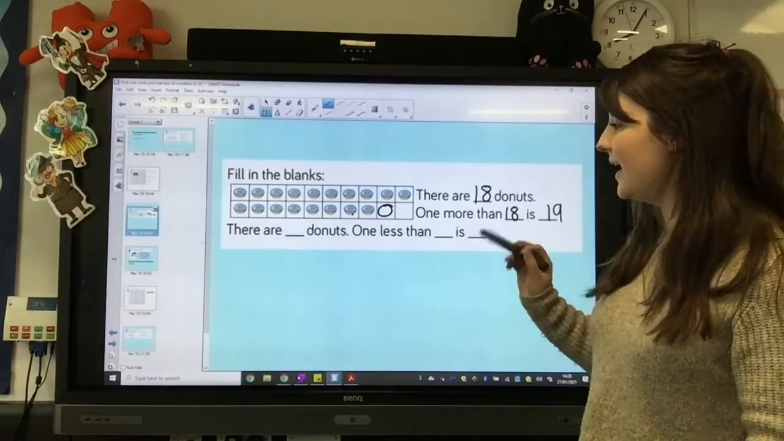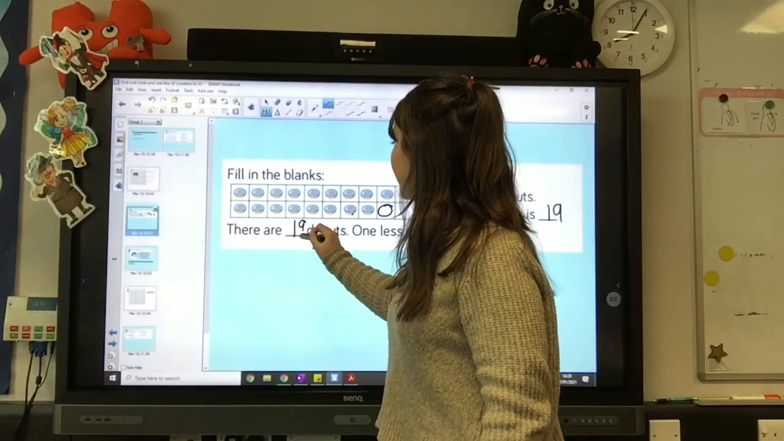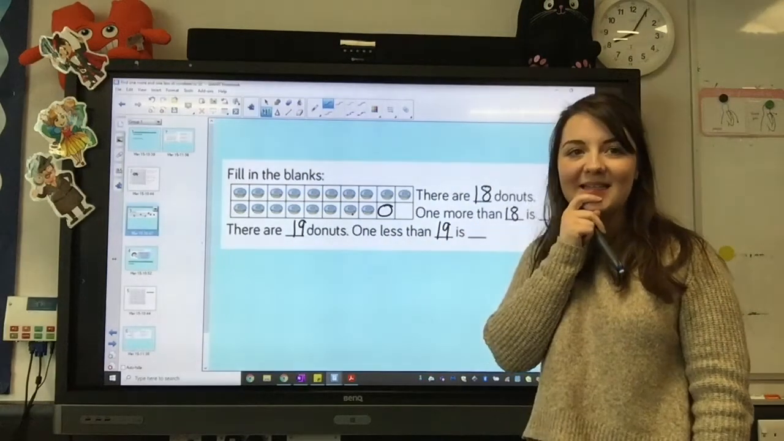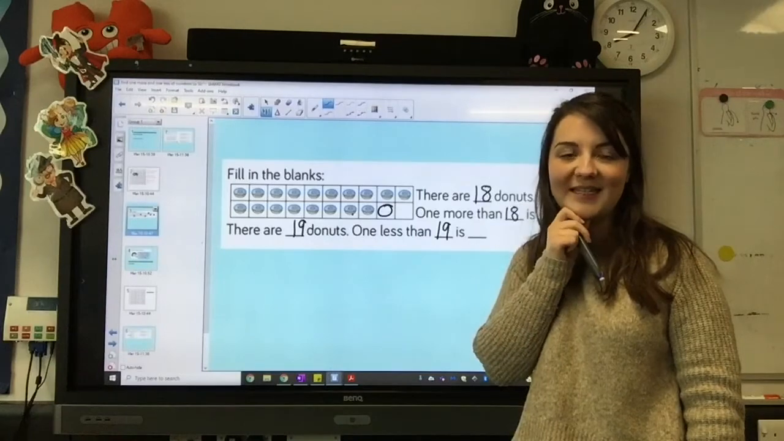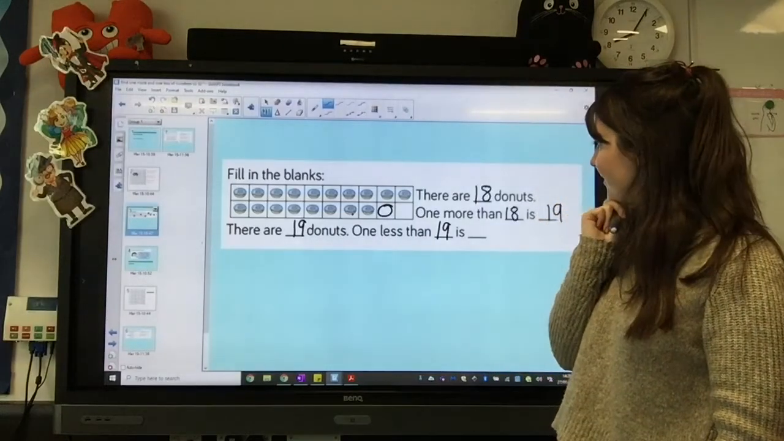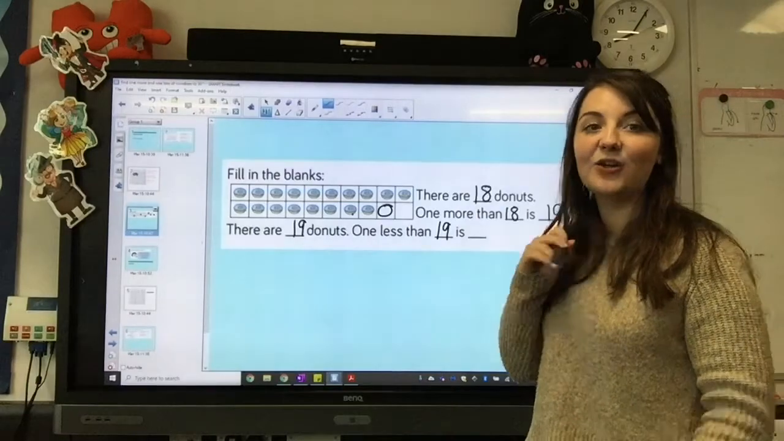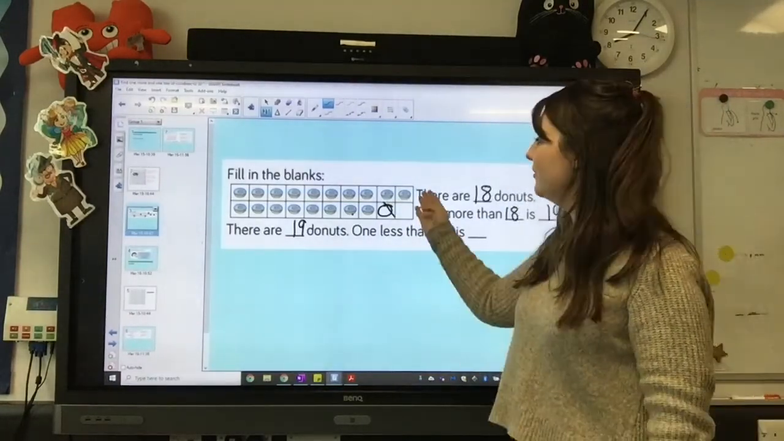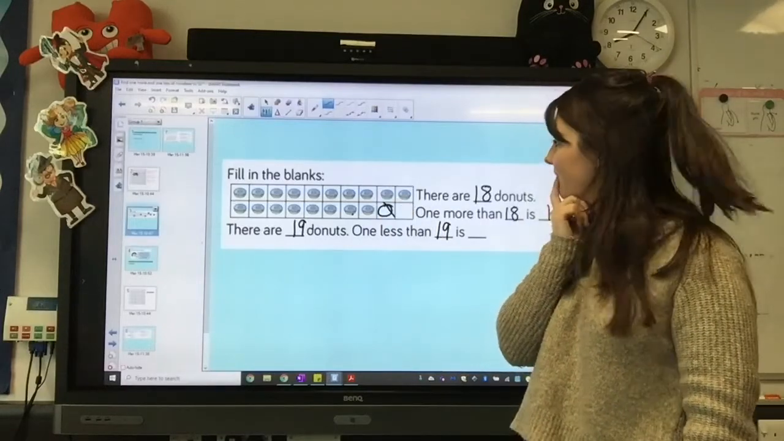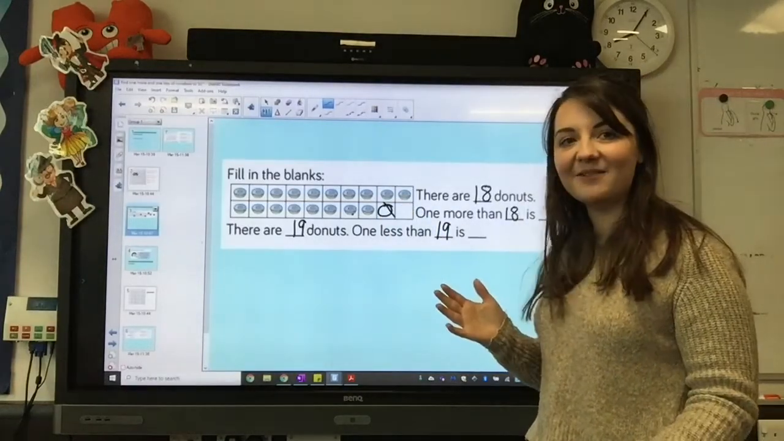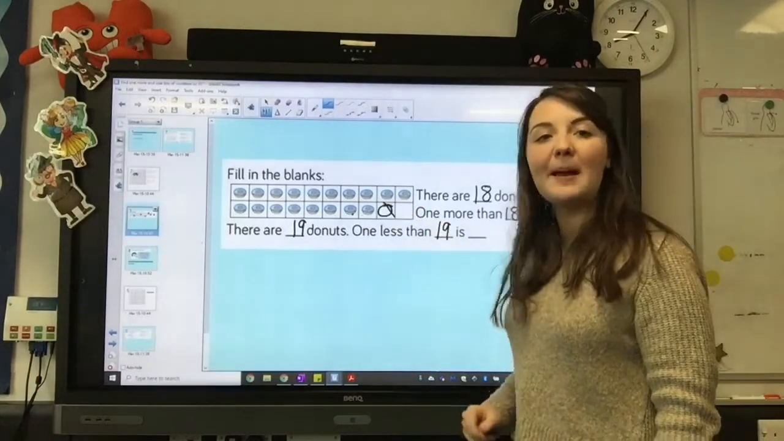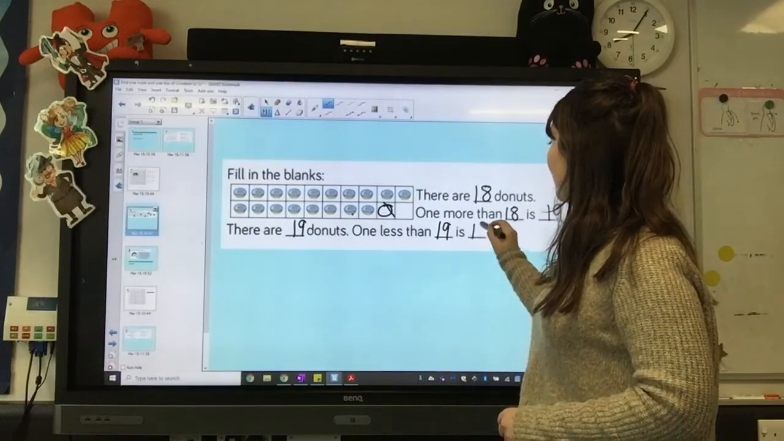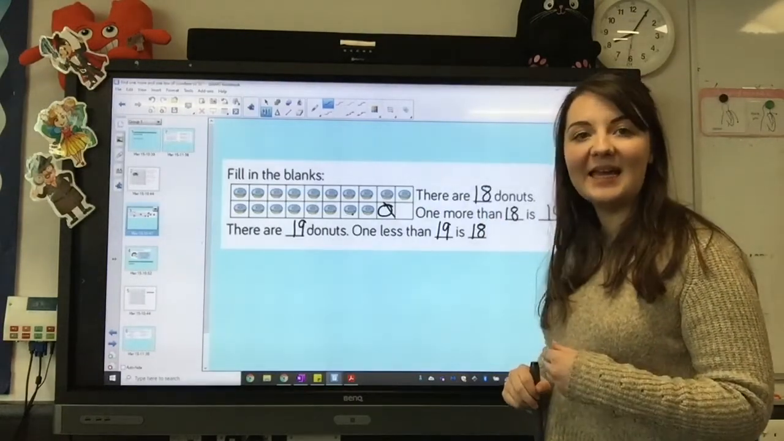Okay, so now we have 19 donuts. One less than 19 is, how am I going to find this out? Got 19 on there now. I can cross 1 away, can't I? Do I need to count again? I don't need to count again. I've crossed off that donut, so I'm back to my original number of donuts, which was 18. One less than 19 is 18.